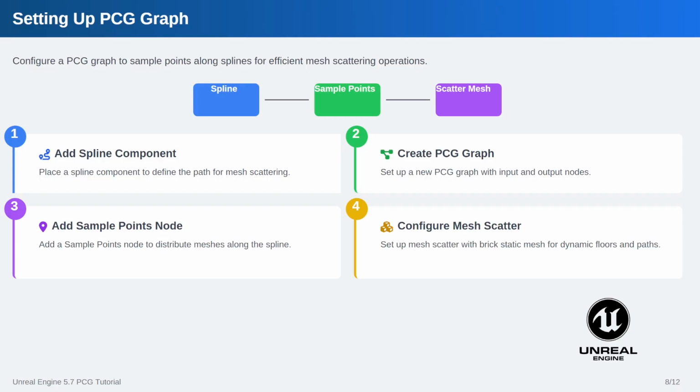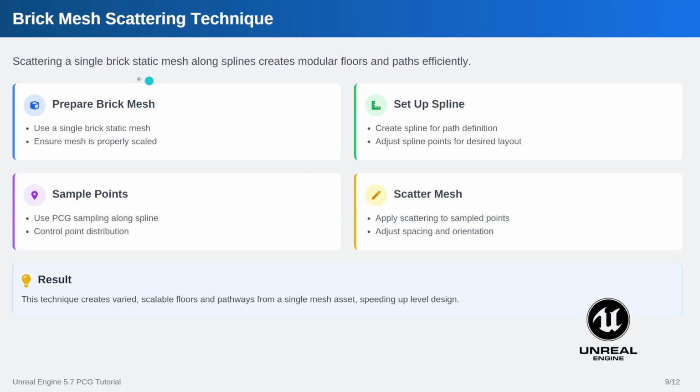The first thing we need to do is prepare the brick mesh that we want to insert in our PCG. Ensure that the size of the mesh accurately follows what you are trying to build, to avoid overlaps with the PCG graph. Then next we'll set up the spline, set up the sample points, and then we scatter.